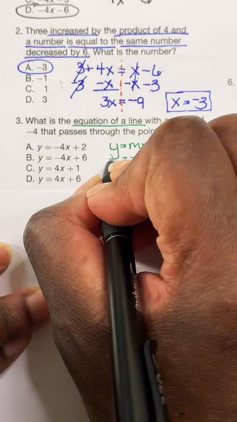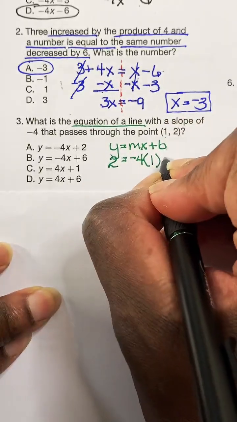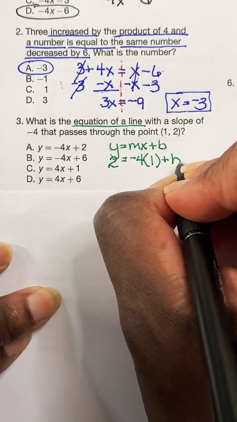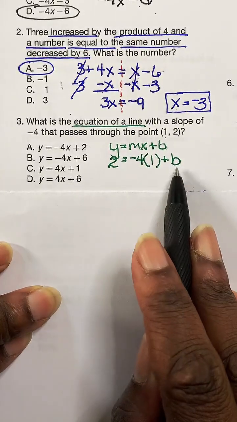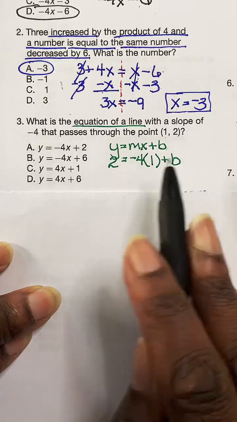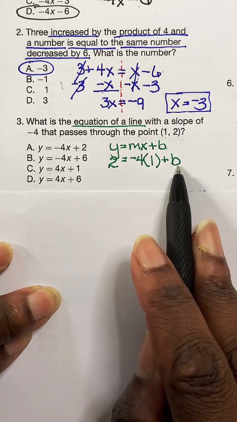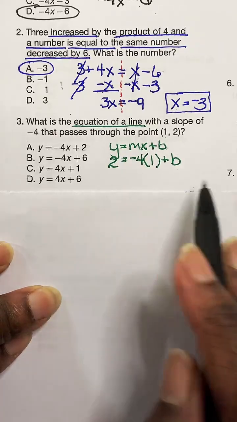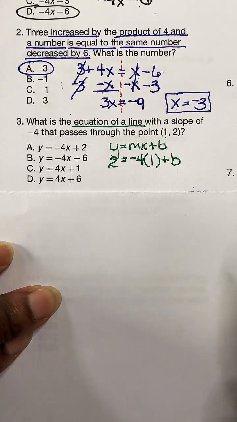My y value is going to be 2. And I'm going to bring down my plus b. My b is going to be the y-intercept. So we need that. We got our slope. We need the y-intercept. So we have multiple ways of finding how to get the equation of the line.